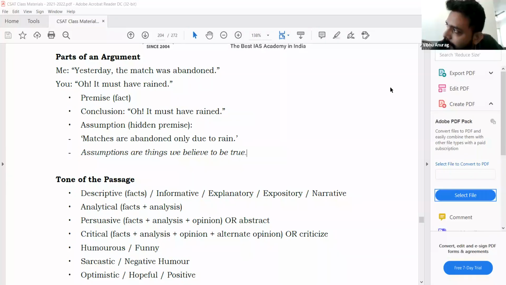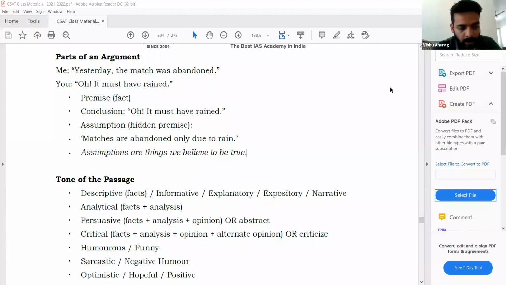Sir, I have to read the question in the form of assumption and answer in the form of conclusion? No, it's not like that. Assumptions are already there in your mind, and you're not aware of them. Assumptions are hidden premises.